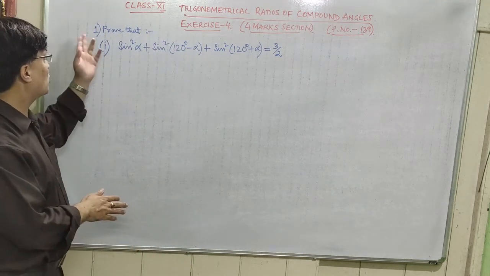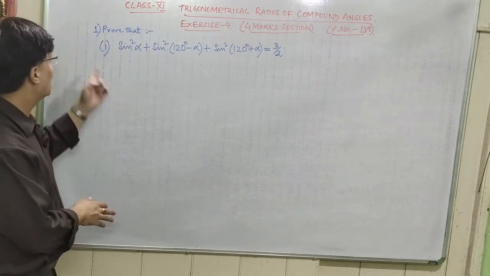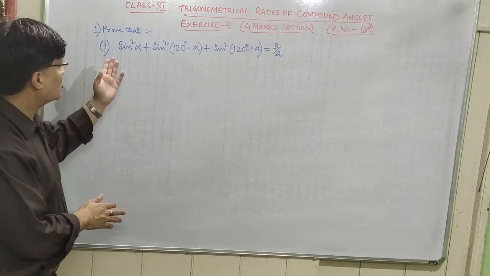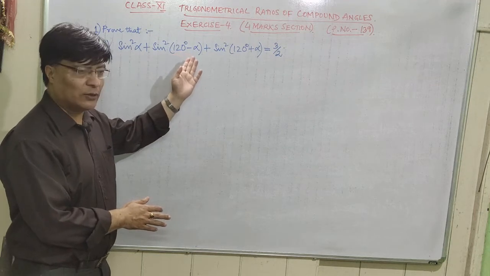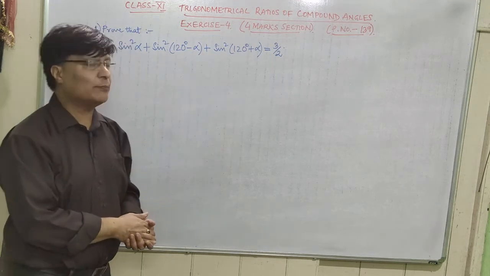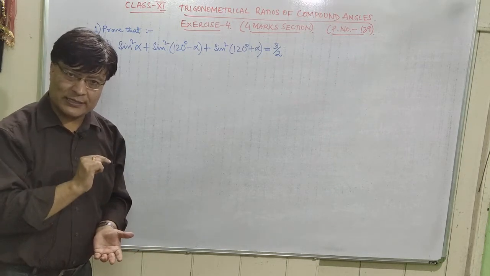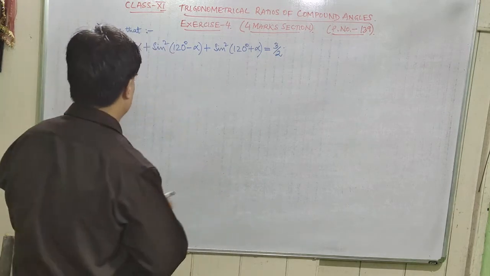So let's do question number 1, prove that, and this is from the 4 marks section. So question number 1 is, you have to prove that sine square alpha plus sine square (120 degree minus alpha) plus sine square (120 degree plus alpha) is equal to 3 by 2. You have to prove LHS is equal to RHS. Okay. So now let us prove it.